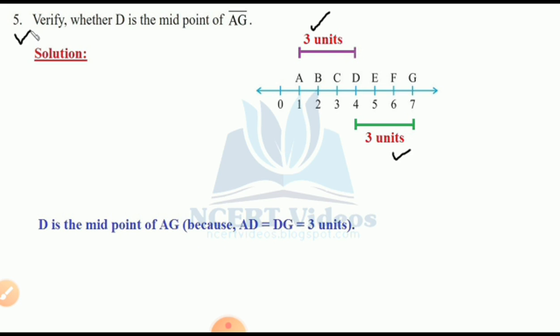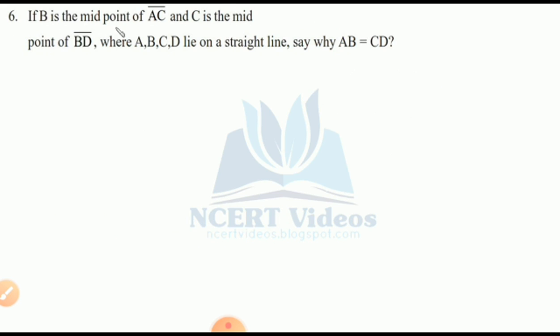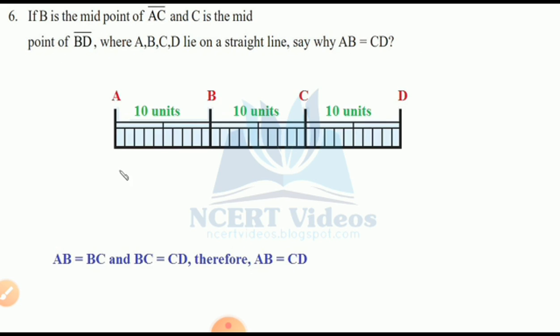Now look at question number 6. If B is the midpoint of line segment AC and C is the midpoint of line segment BD, where A, B, C, D lie on a straight line, say why AB is equal to CD. Yes, my dear students, here A, B, C, D are all at equal distance, 10 units. So the measures are equal. We can say AB is equal to BC and BC is equal to CD. That's why we can say AB is equal to CD. Yes, why not? Because this is also 10 units and that is also 10 units.